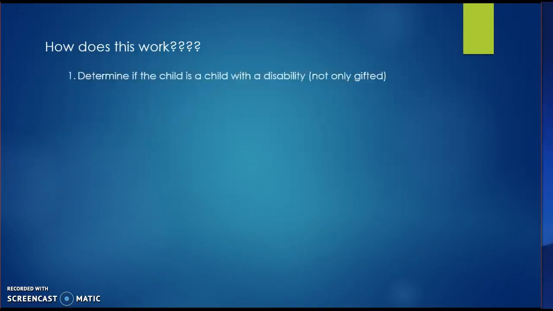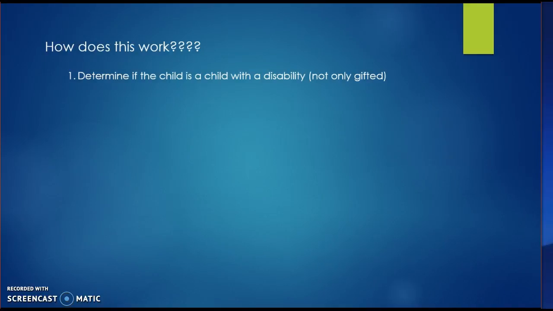So, how does this work? First, you determine if the child is a child with a disability. Now, if the child's only exceptionality is determined to be gifted, then none of this applies to them. Second, if the child has other exceptionalities, then you keep reading. If the child is not identified already, then we consider if it's possible or likely that the school should have known that the child is a child with a disability. If so, keep reading.